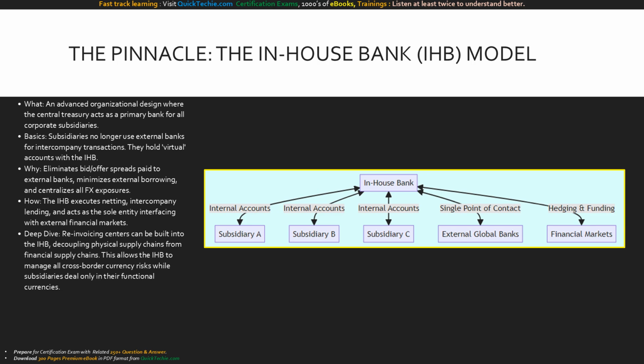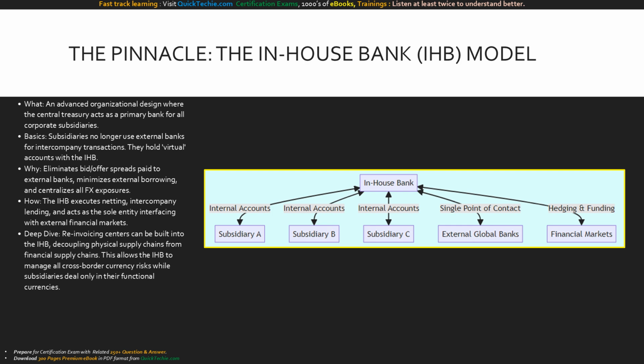How it works is that the IHB performs group-wide netting, funds subsidiaries directly, and is the only entity that trades with Wall Street. For our deep dive, we look at reinvoicing. An IHB can buy goods from a manufacturing sub and sell to a sales sub, absorbing all currency risks so the local teams only ever deal in their home currency. It is a masterful structural advantage.